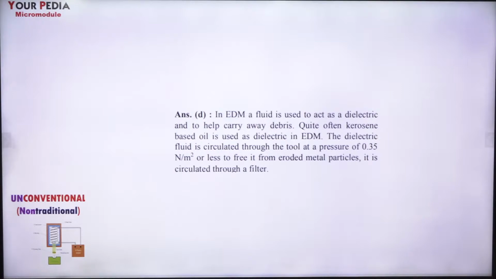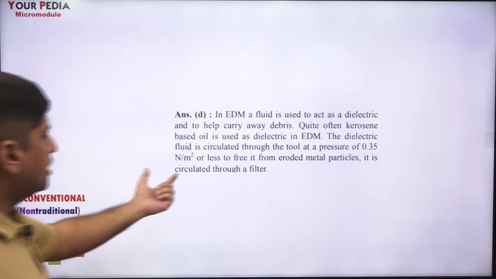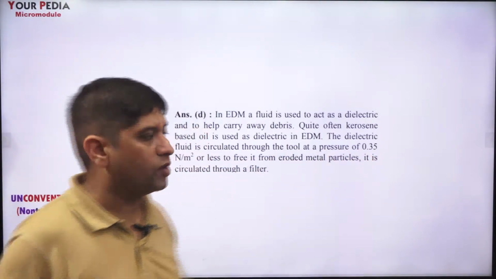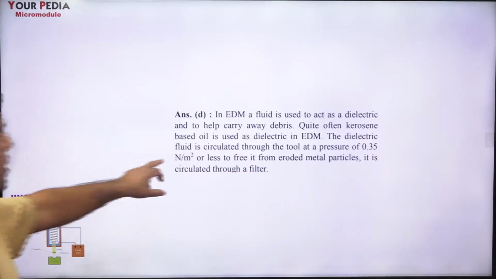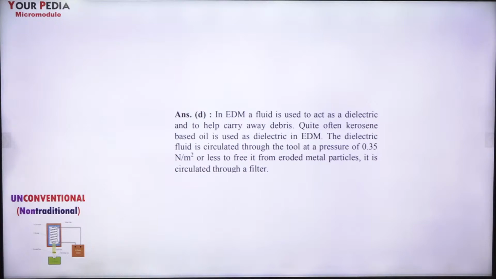It is circulated at high pressure. What is the pressure at which it is circulated? You see 0.35 Newton per meter square pressure. I think this looks like wrong data. It is not 0.35. This should be megapascal or something per millimeter square. So let me check it. Don't note it. 0.35 pascal is not the pressure.